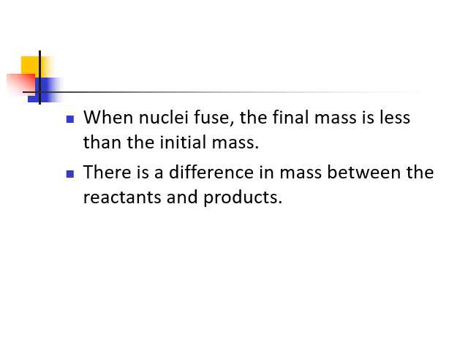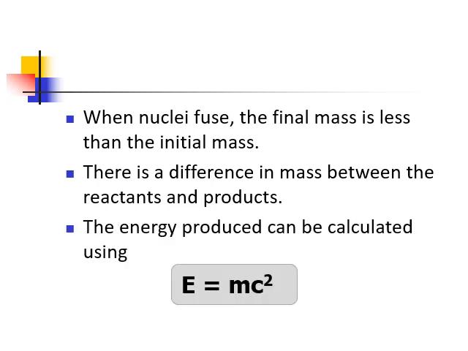So we will recall that when the nuclei fuse together, the final mass of the products is less than the initial mass, the mass of the reactants, and it's this difference in mass that is changed into energy using the famous equation, energy equals mass times speed of light squared.